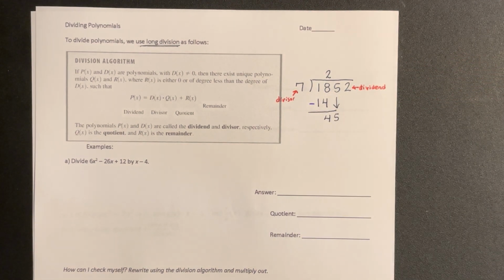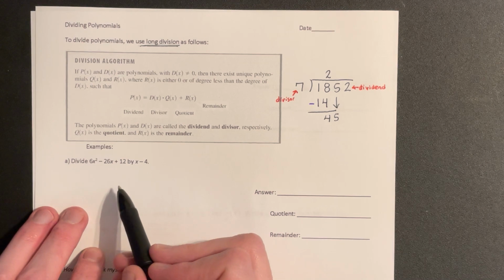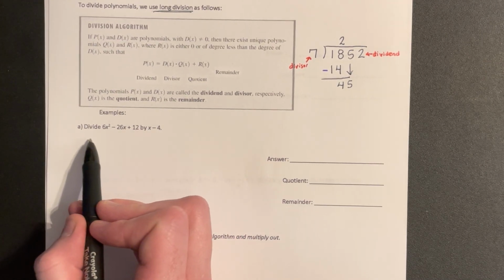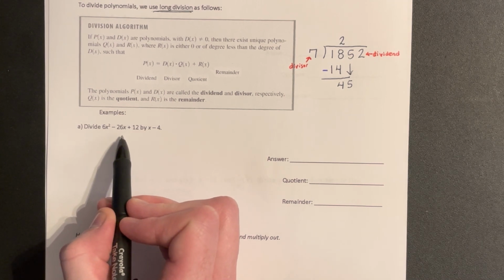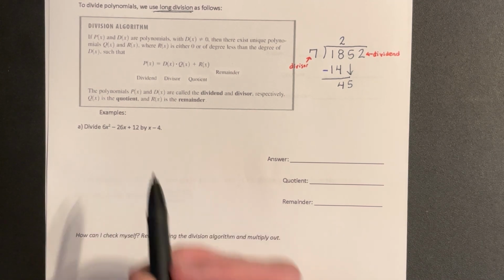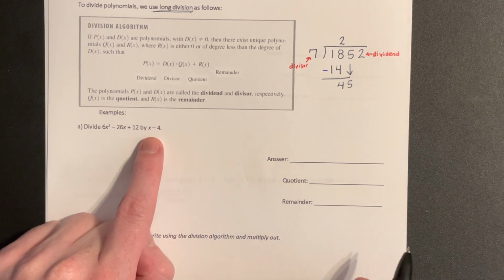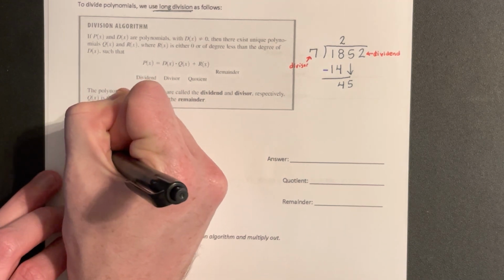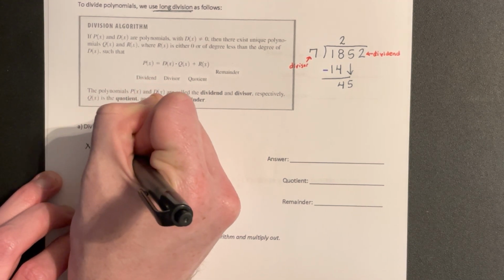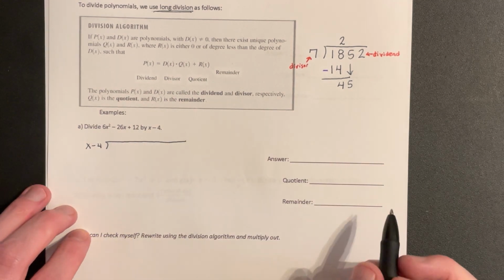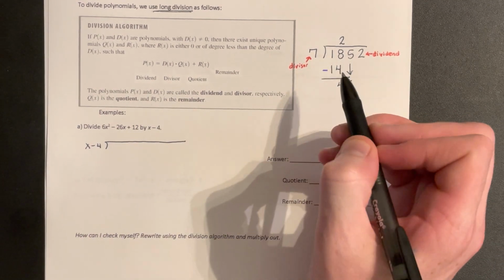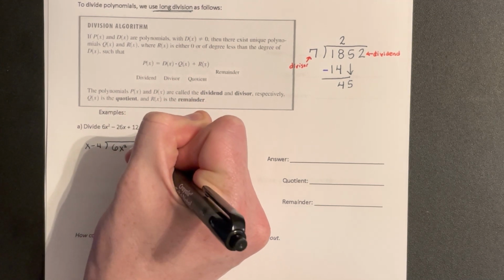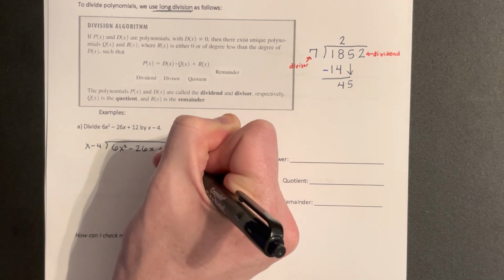So this is going to seem at least somewhat of the same mechanics when we do this with a polynomial. So look at what we have for A. 6x squared minus 26x plus 12 is being divided by x minus 4. So this is what we're dividing by. That's our divisor. We're going to put that outside of our division bar. And then what goes inside is our dividend. So that would be our 6x squared minus 26x plus 12.